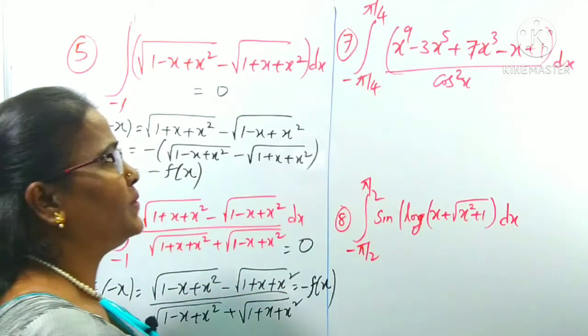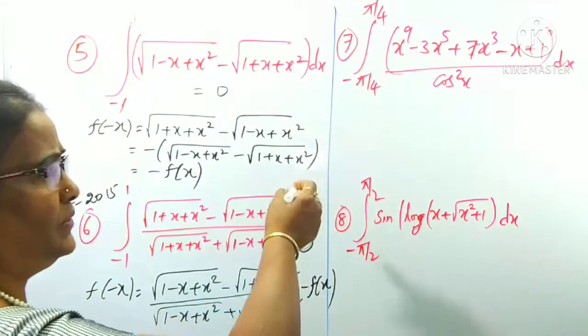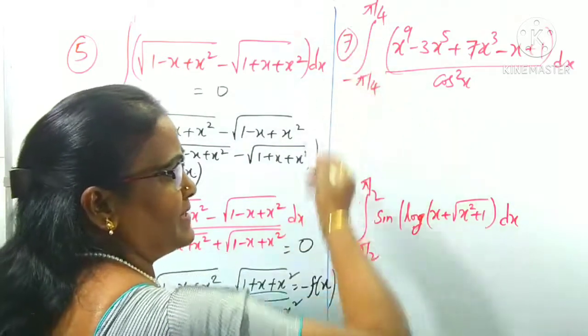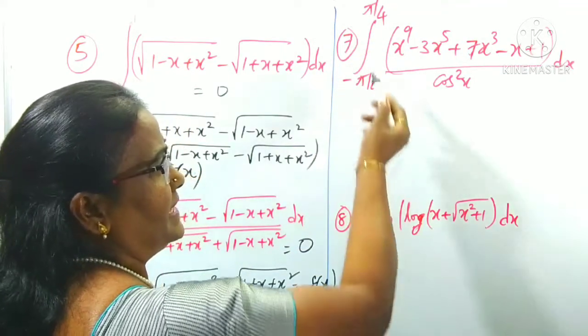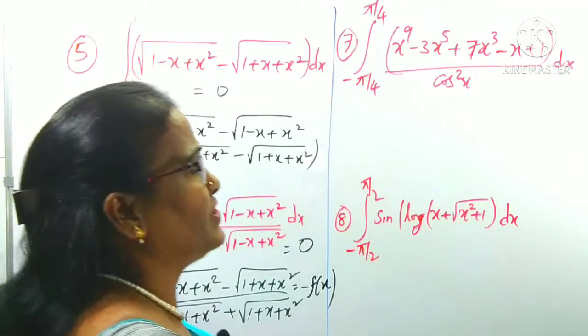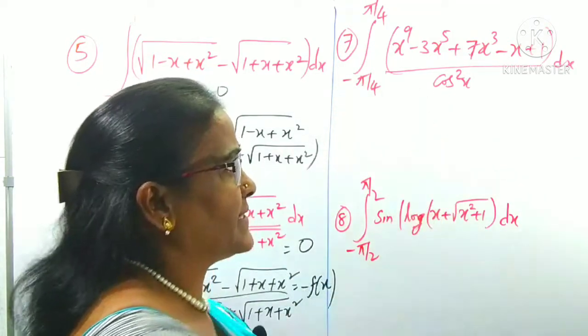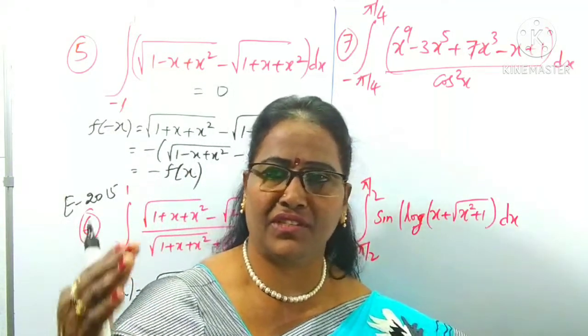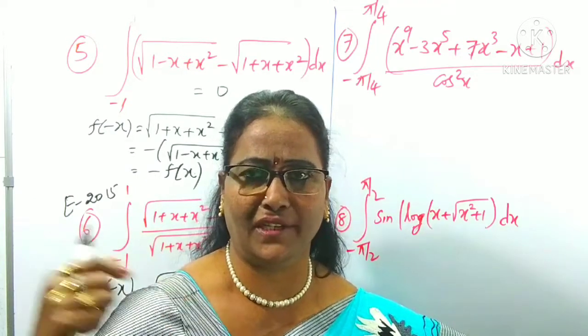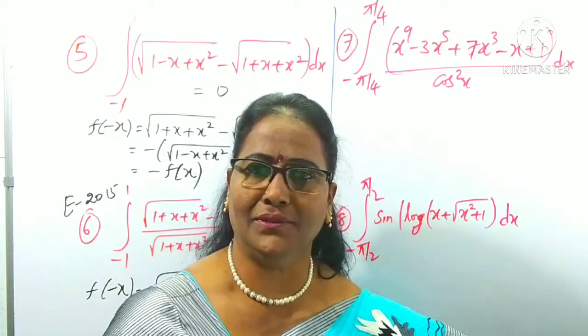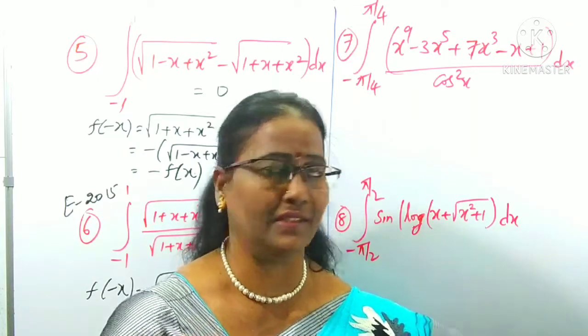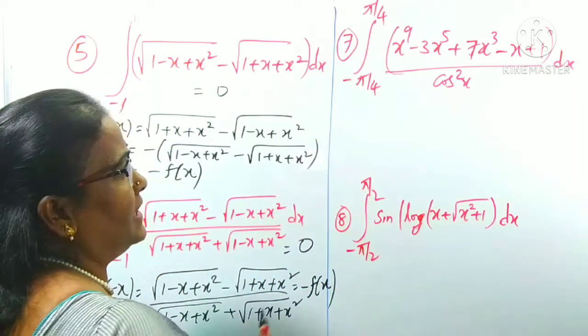Number 7. What is given? Same, we can check it. Minus pi by 4 to plus pi by 4 are the given limits. But here there are 5 terms with the denominator cos square x. If we use the 5 terms at a stretch, we cannot get it. I said already in question number 1, what you have to do? Yes, we can make the separation. Separate the 5 terms like this.